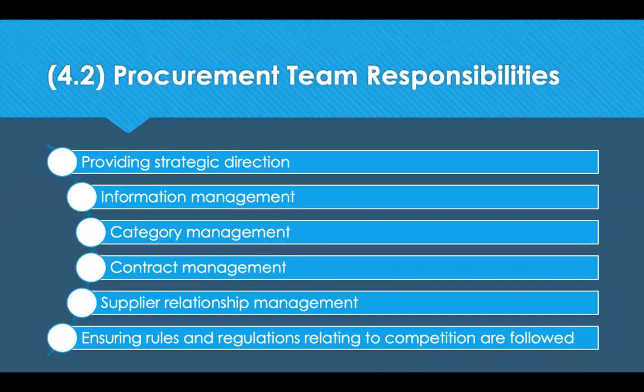But the procurement team's responsibilities are for providing strategic direction to the organisation. They need to collect information about what we've bought, where we've bought it from, how much we paid. To manage categories, understanding the unique characteristics of certain things that could possibly be purchased together. To manage contracts to ensure that you're getting what you thought you were going to get when you procured that contract in the first place. Working with suppliers to build relationships, and finally to ensure rules and regulations are completed and followed.